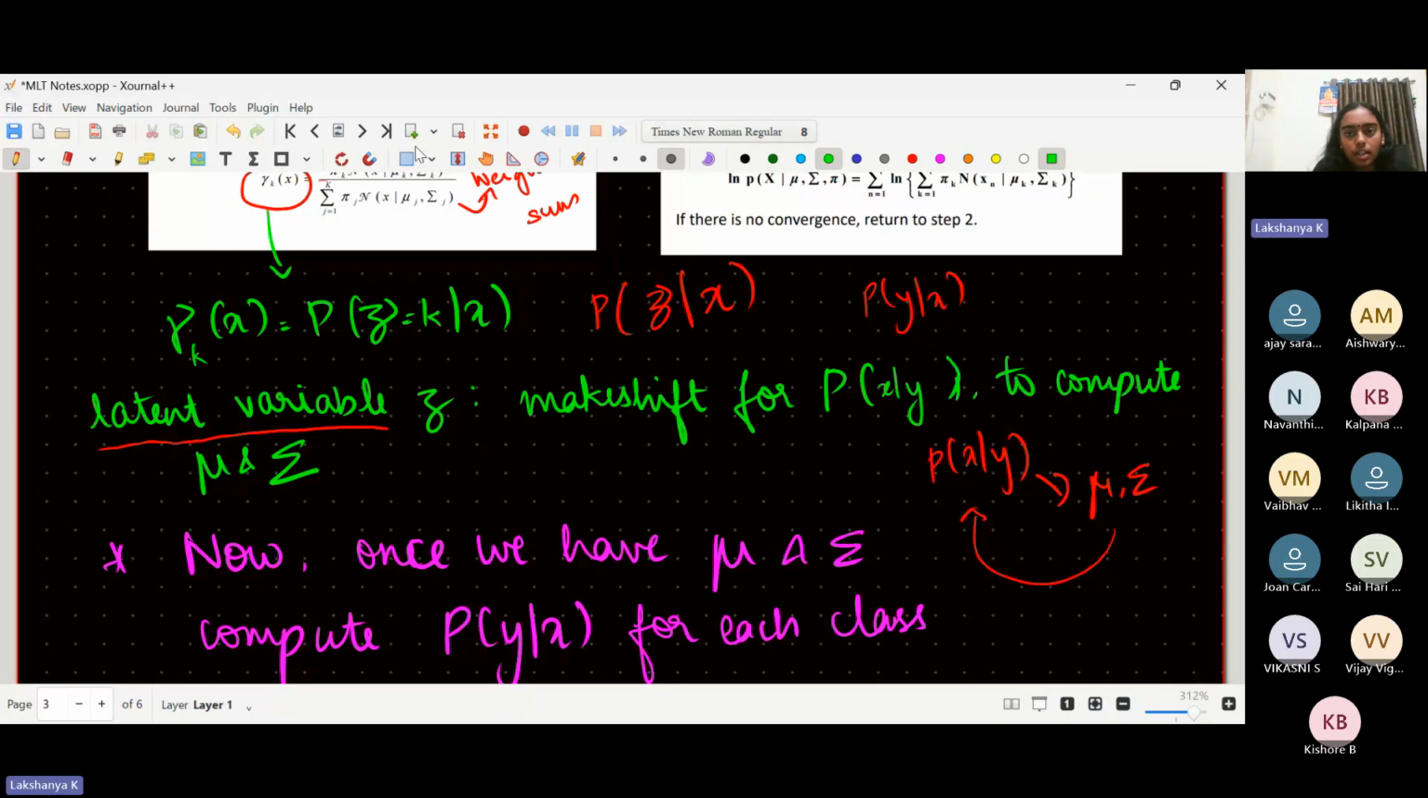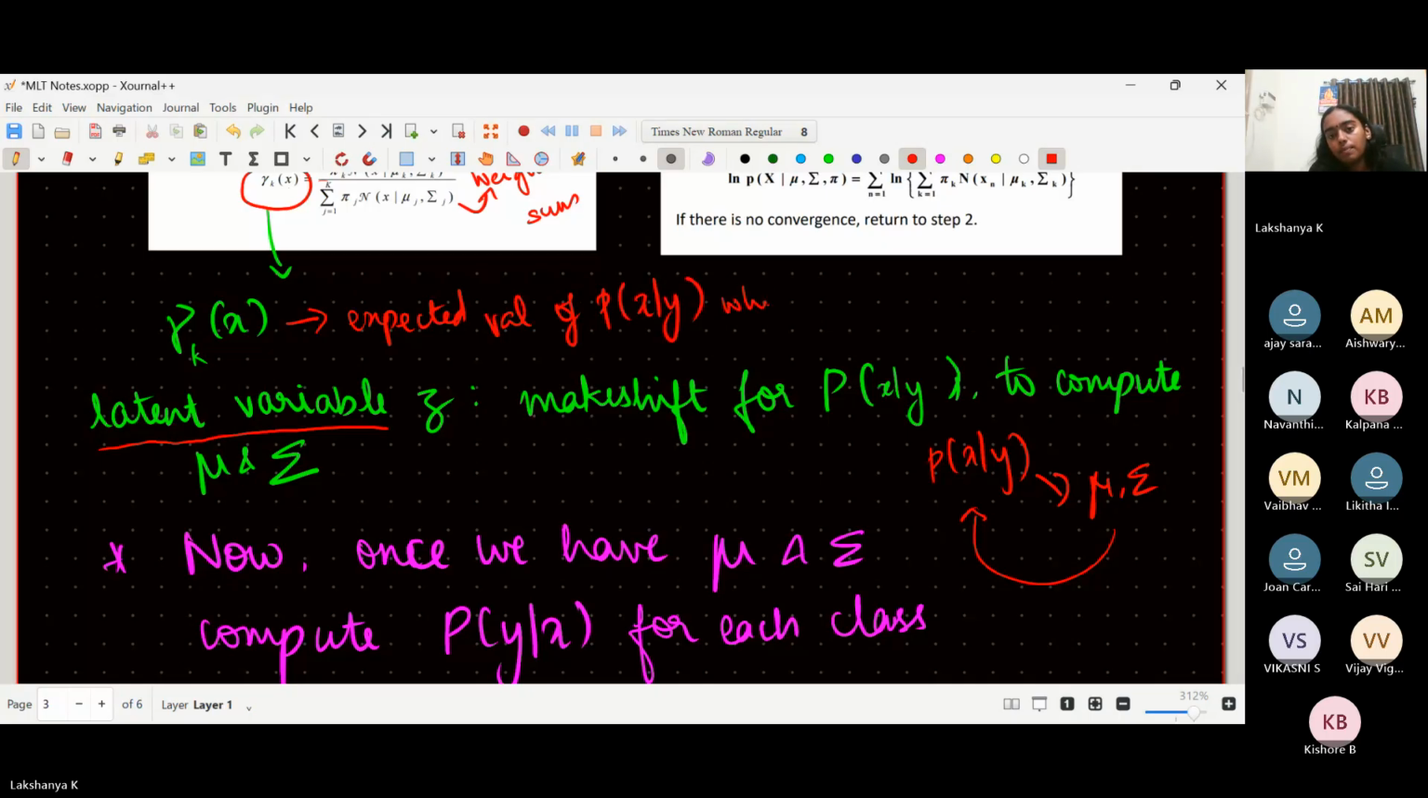So here we are introducing a latent variable z, and this responsibility term is going to be a substitute for your p of x given y. It is like an expected value of p of x given y, which we use to get mu and sigma, right? So instead of, we need this for this and this for this. So at some point we need to break the cycle, right? If we want to make any progress.